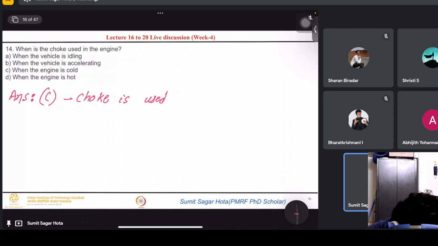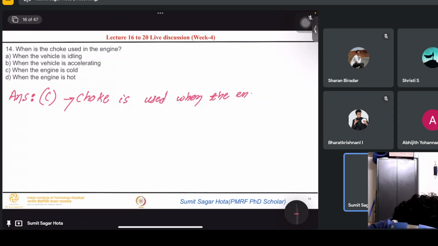So that's how they are asking the question: the choke is used when the engine is what? They just try to confuse you. I told you the weather conditions, they told you the engine condition. If the weather is cold, obviously the engine will also be cold. It's also like that in your home. So they just try to confuse you like this.